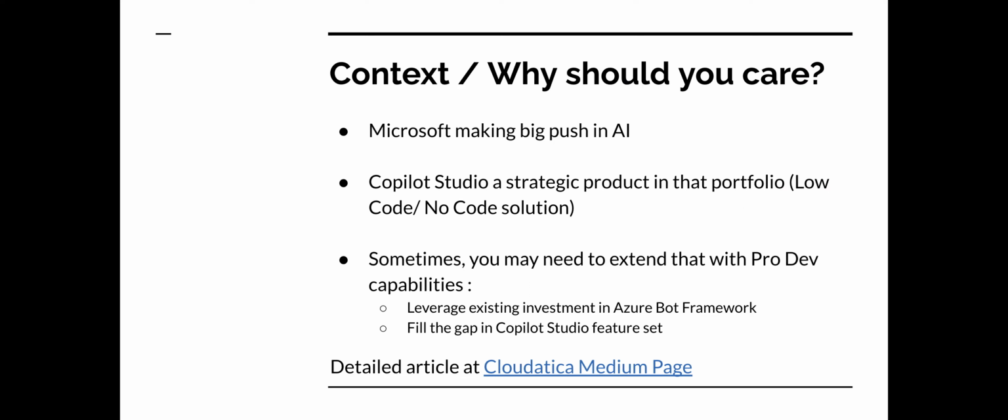One is these customers might have already made a lot of existing investment in Azure Bot Framework, and they don't want to throw away. Now that Copilot Studio has those features, but still they want to leverage whatever investments were already done. The second is there's still some gaps. Copilot Studio is maturing very fast, which is a good thing, but still there might be some gap in the feature set, and you may want to fill that with the pro dev capability available in Azure Bot Framework. So that's what this tutorial is about.